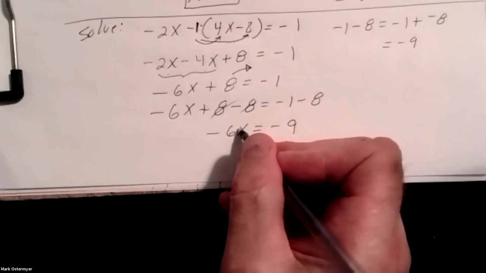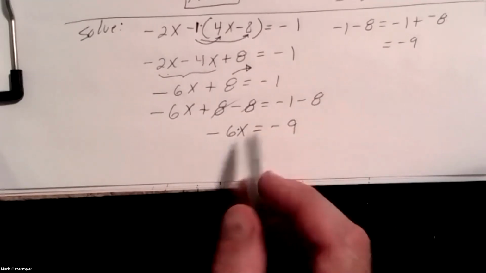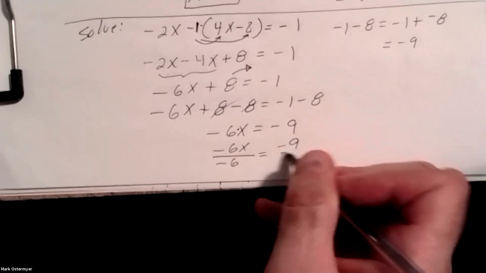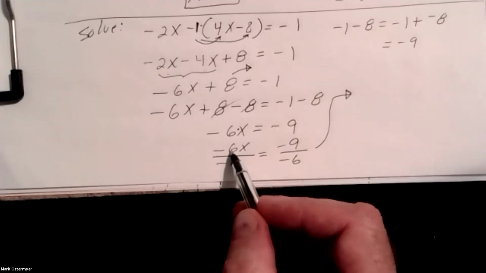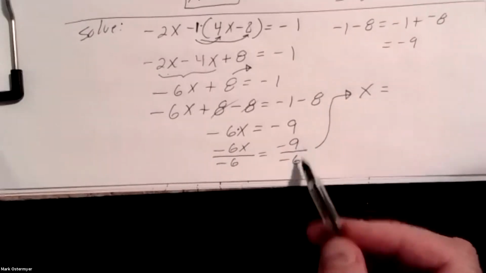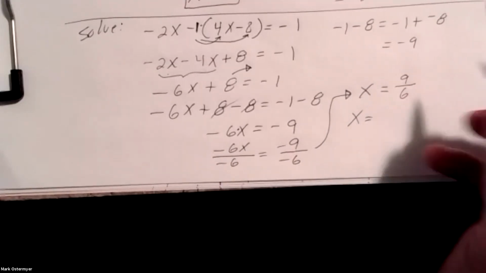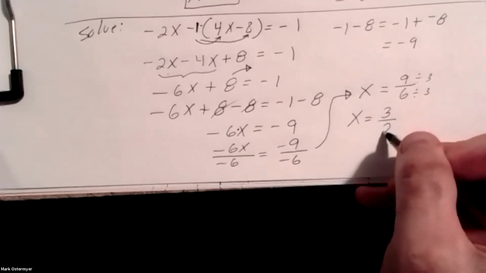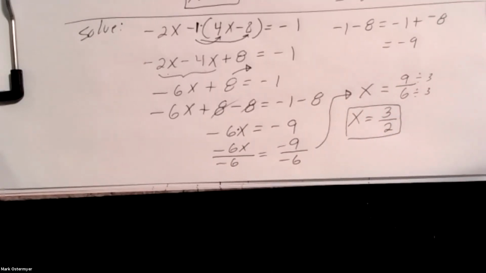Finally, to get x by itself, we have to employ the what? Division property of equality, dividing both sides by negative 6. Now to divide the right side by negative 6. Negative 6x divided by negative 6 reduces down to 1x or just x. And a negative 9 over a negative 6 is as good as being a positive 9/6. And can we reduce 9/6? It's down to 3/2. Ladies and gentlemen, that would be your solution to that equation, 3/2.